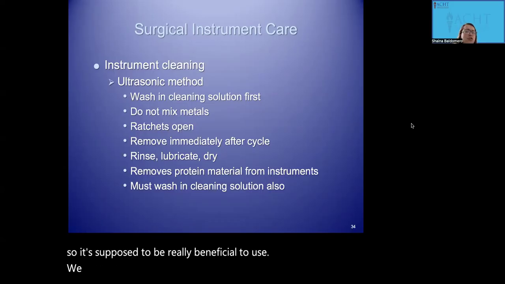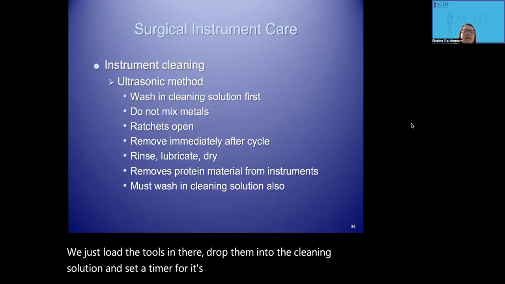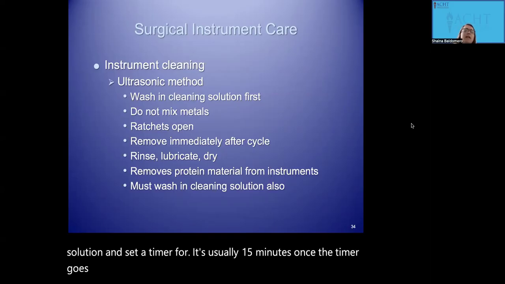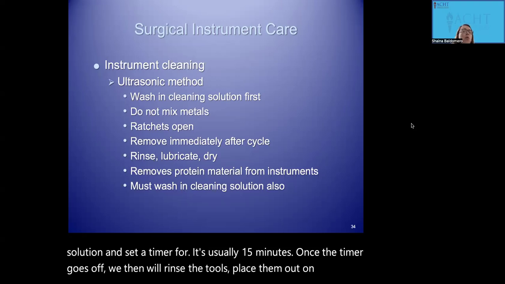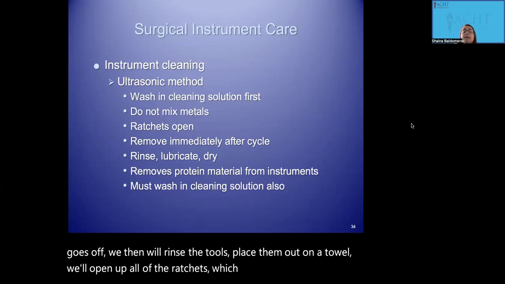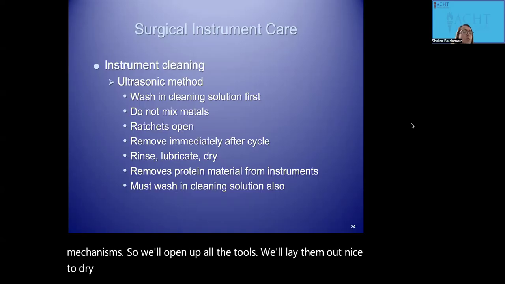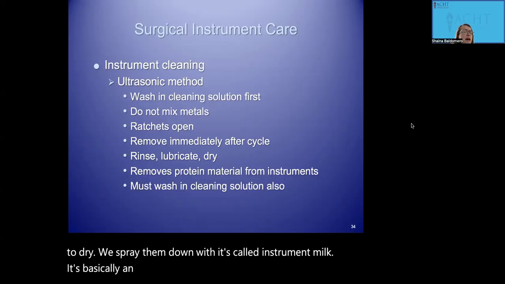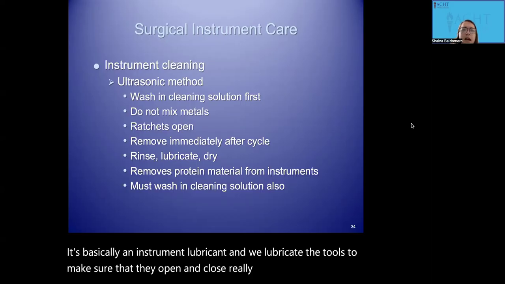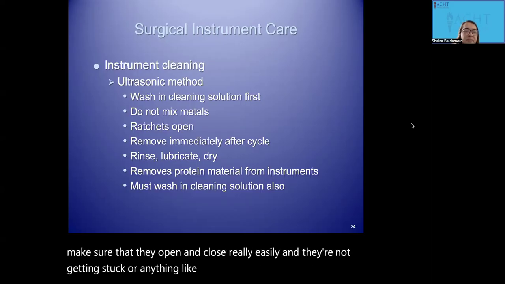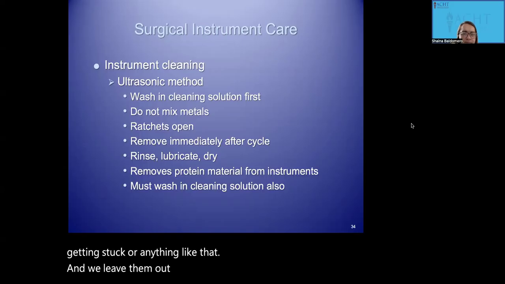We just load the tools in there, drop them into the cleaning solution, and set a timer, usually for 15 minutes. Once the timer goes off, we then rinse the tools and place them out on a towel. We'll open up all of the ratchets, which are the locking mechanisms, so we'll open up all the tools and lay them out nicely to dry. We spray them down with what's called instrument milk. It's basically an instrument lubricant. And we lubricate the tools to make sure that they open and close really easily and they're not getting stuck or anything like that. And we leave them out to dry.